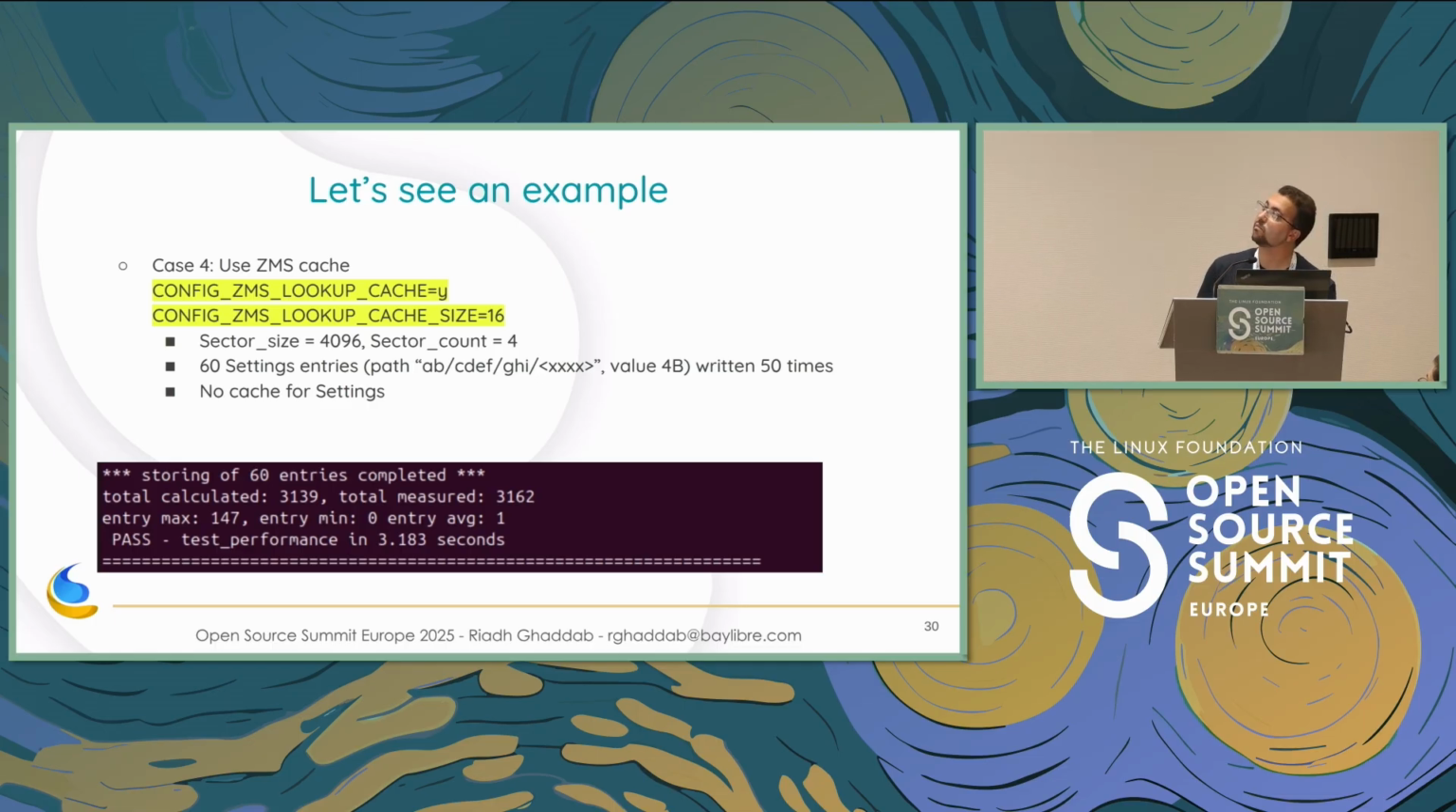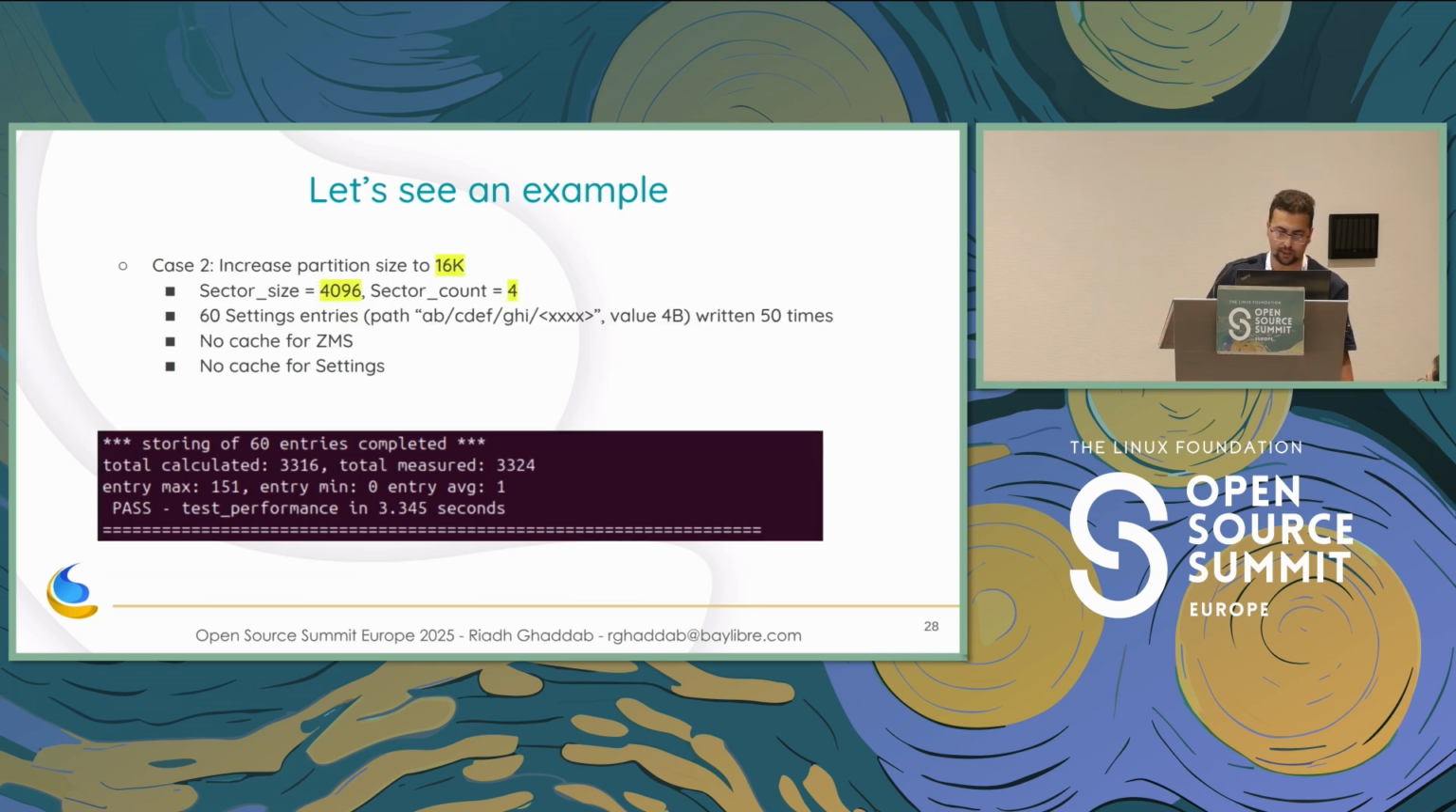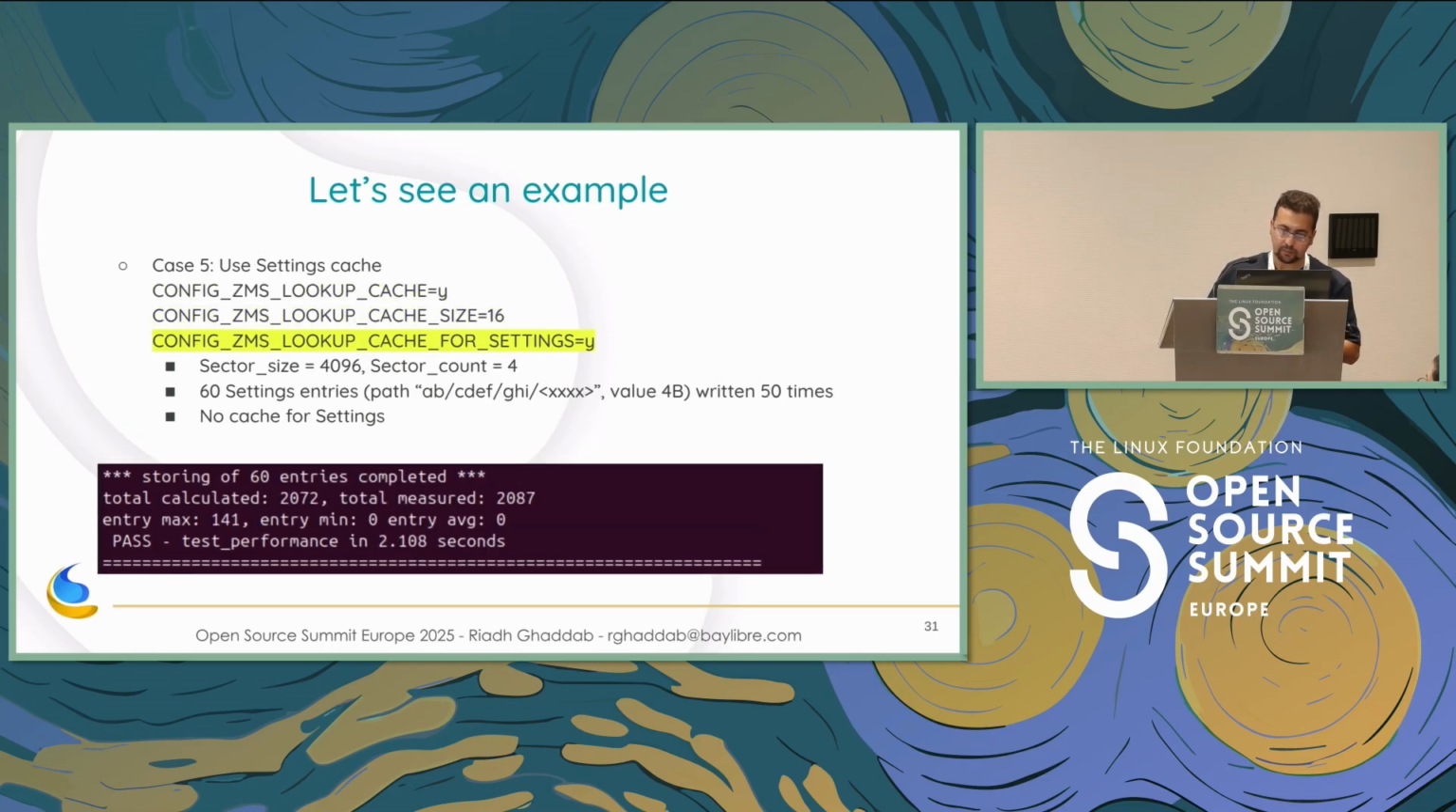For example, I added 16 lines of cache, and it's a little bit better. Now it's 3.1 seconds. Before it was, like I said here, 3.3. I also used the cache for settings. I enabled a special hash function for ZMS for settings. It goes down to 2.1, and then if I increase the cache size, it goes to 1.2.